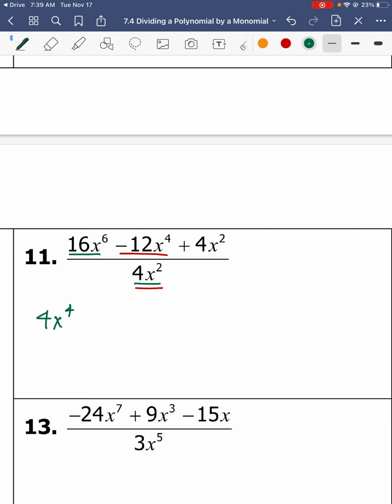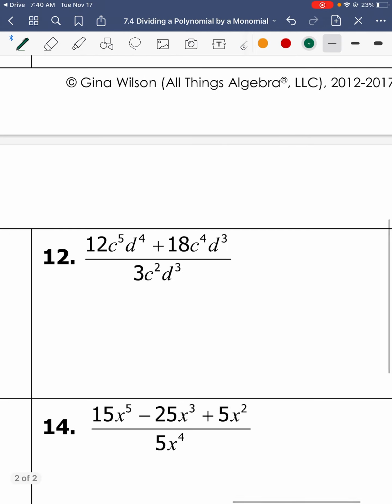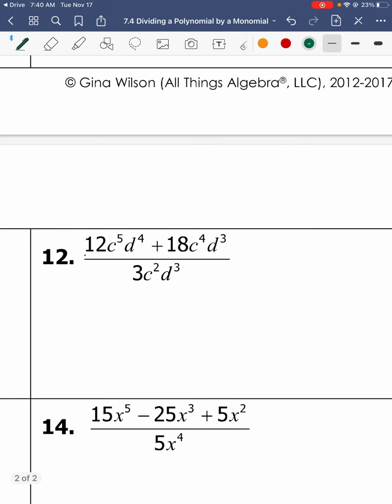Negative 12x to the 4th divided by 4x squared. Negative 12 divided by 4 is negative 3. And then x to the 4th divided by x squared is x squared. And then the last one here, we have 4x squared divided by 4x squared. 4 divided by 4 is 1. Positive 1. X squared divided by x squared is positive 1. We have 1 times 1. That's 1.